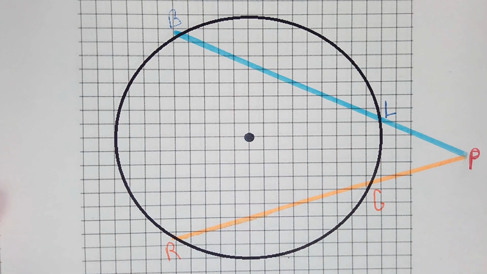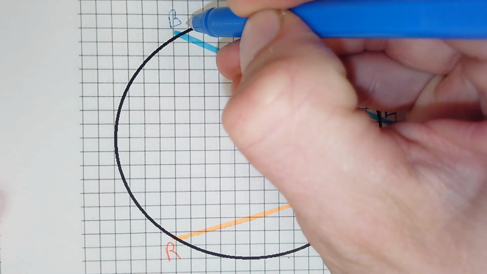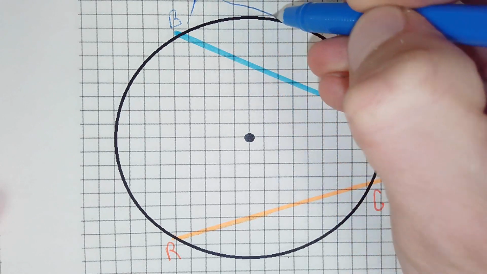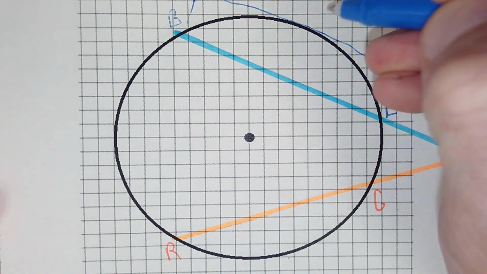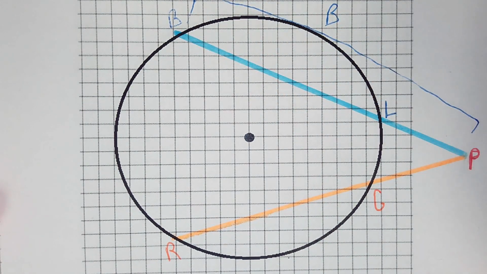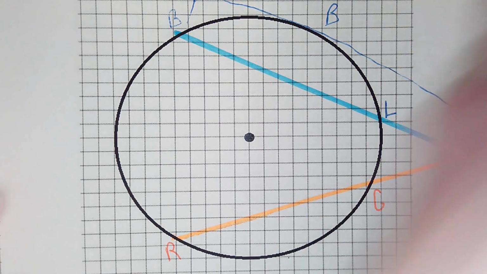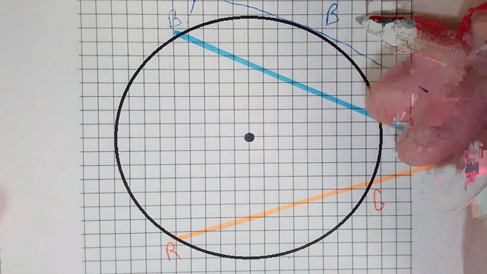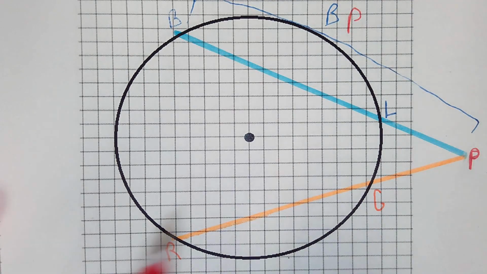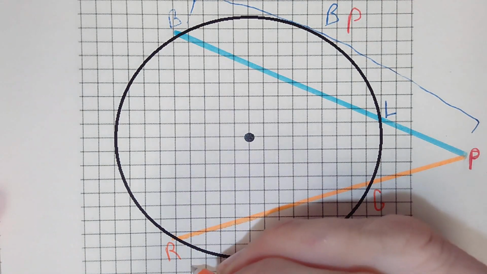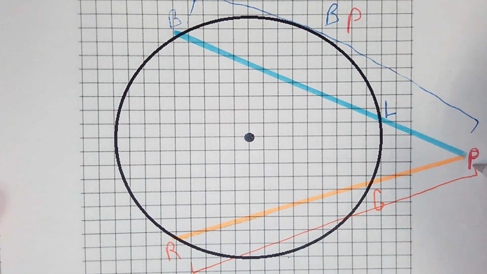Okay. Well, they also make up an entire line. For blue, the entire line segment length would be BP, and the entire orange length would be RP.